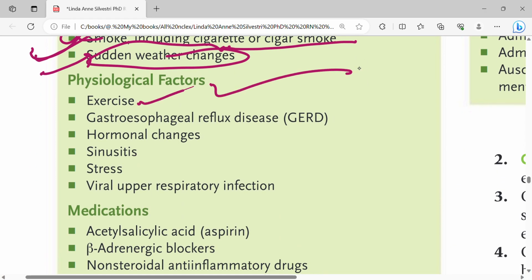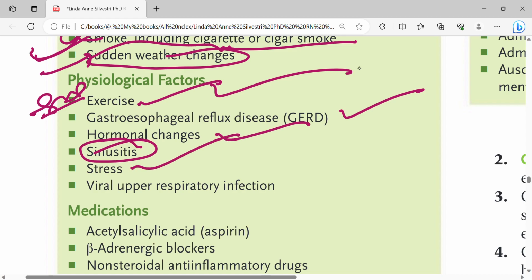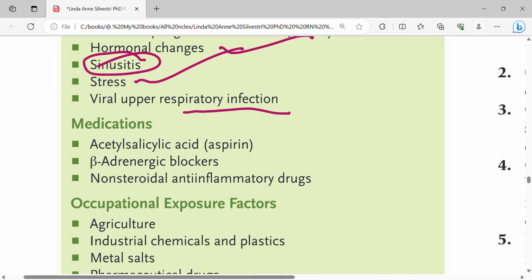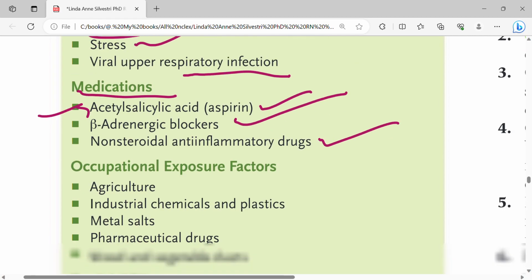Physiological factors: exercise. This is also important. When a patient exercises, it may lead to an asthma attack. GERD can also be there. Hormonal changes, and sinusitis is also very important. Stress and viral upper respiratory infection also lead to asthma. Medications: aspirin and all, acetylsalicylic acid, beta adrenergic blockers, beta blockers, and NSAIDs also.